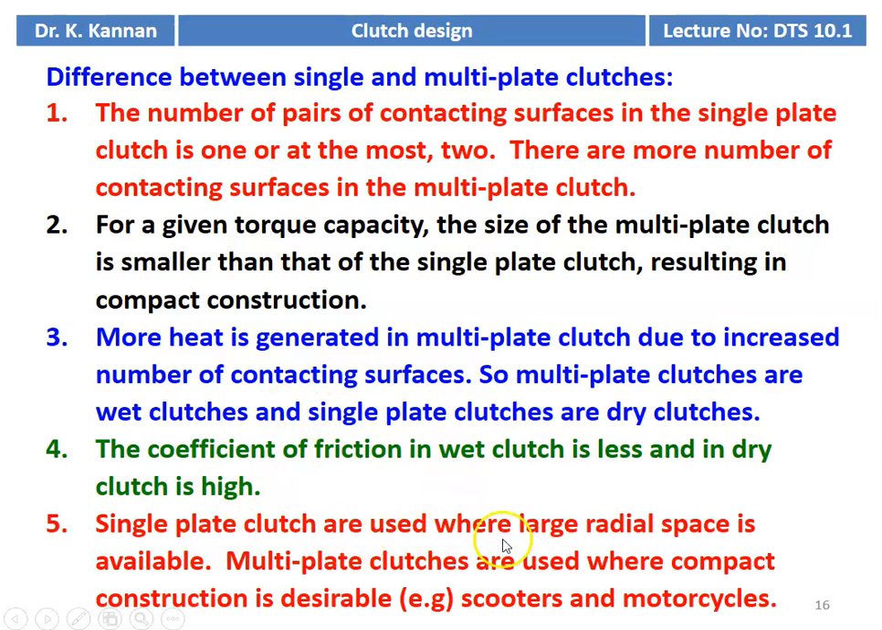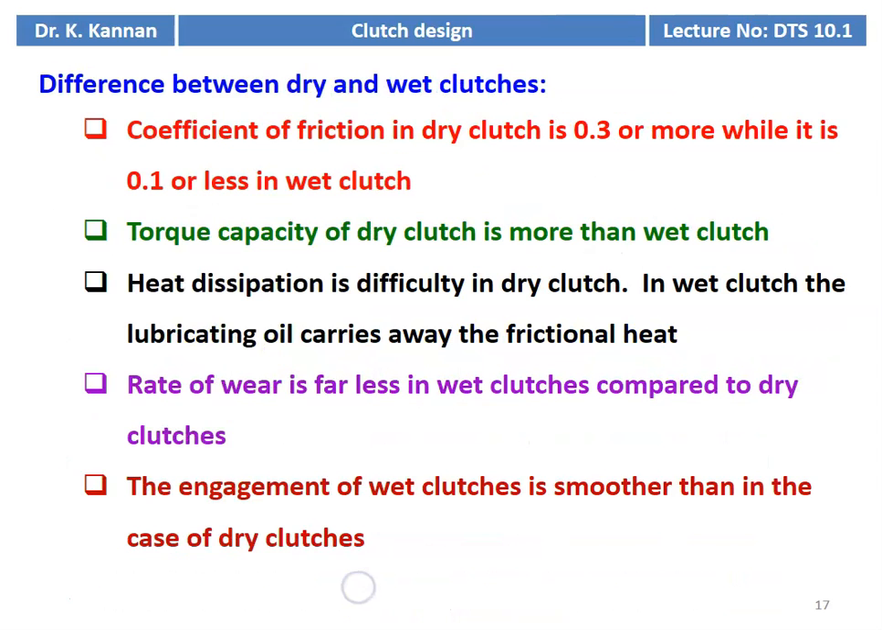Single plate clutches are used where large radial space is available for the same power transmission. When you have a large radial surface, we can use the single plate clutch, and multi plate clutches are used where compact construction is desirable, for example scooters and motorcycles. So in the scooter and the motorcycle, we are using the multi plate clutches. And the difference between dry and wet clutches: the coefficient of friction in the dry clutch is 0.3 or more, while it is 0.1 or less in the case of wet clutches.